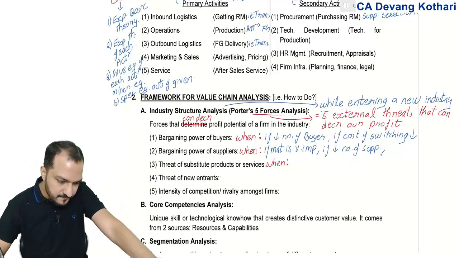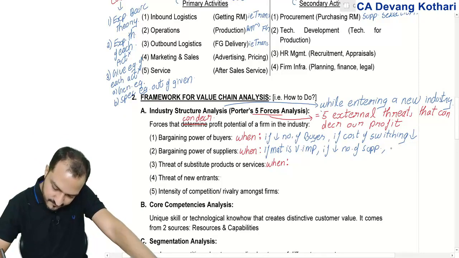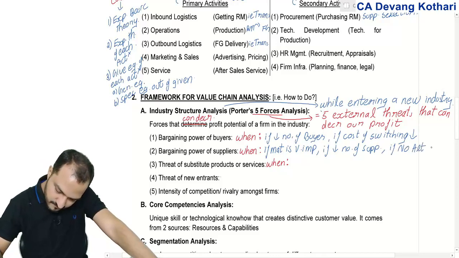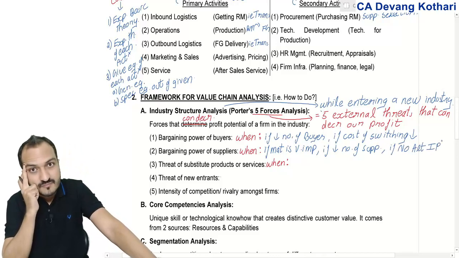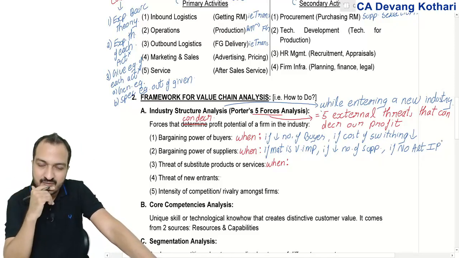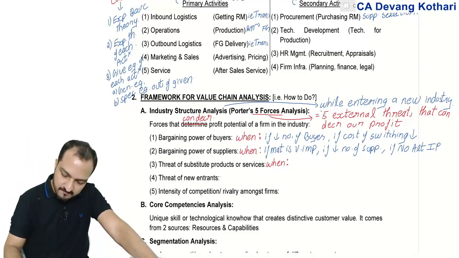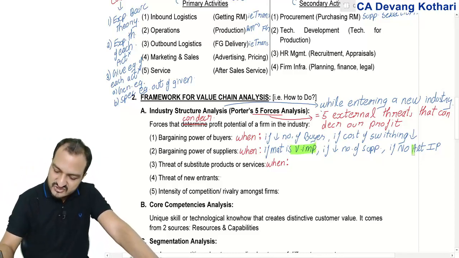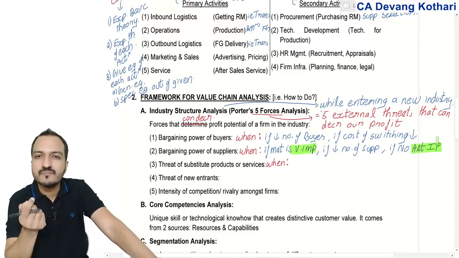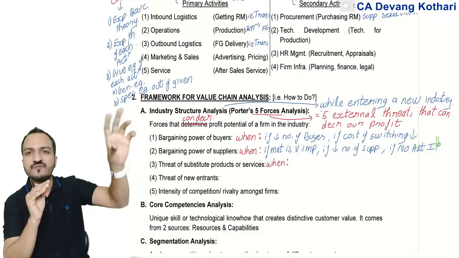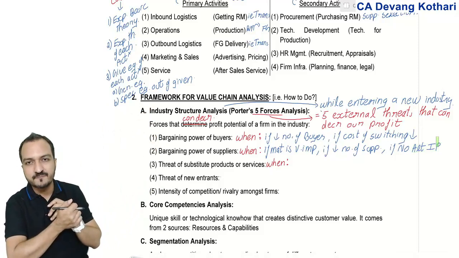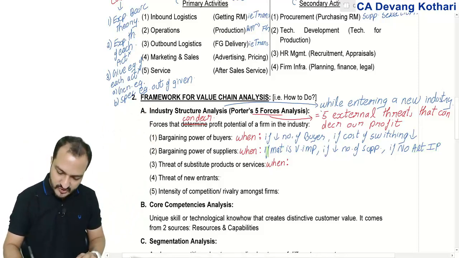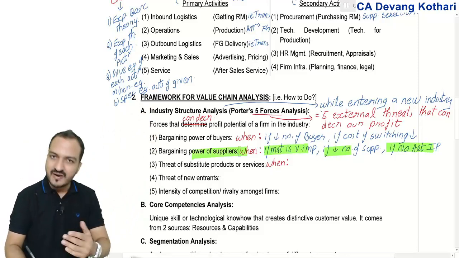Or if there is no alternate input, the input which you are getting from the supplier, in fact that input is important to you because there is no alternative to that input. If there is no alternative to that input, then again the supplier of that input will have more bargaining power. Yeah, see, these are the situations when a supplier will have more bargaining power.